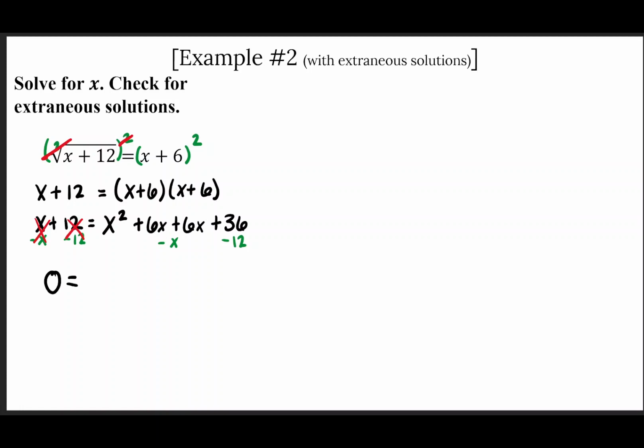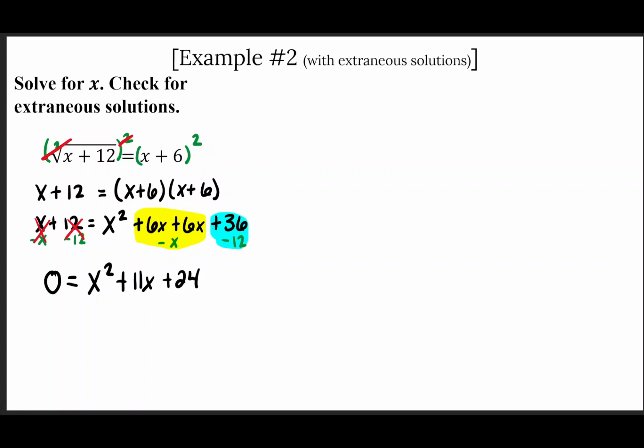I've got quite a few like terms on the right side. Let's make sure we don't lose track. All of these right here are just x's, so I can combine those together. And then I can combine together 36 and minus 12. I still have x squared. 6 plus 6 plus negative 1 x's would make 11x. And then 36 minus 12 would make 24.